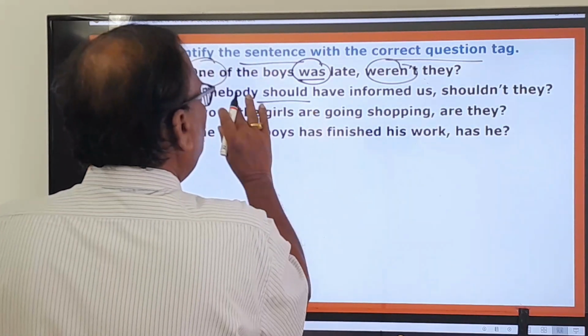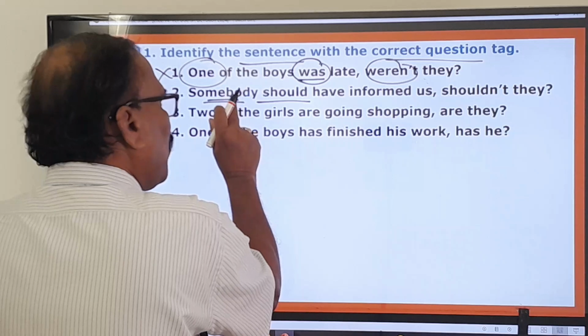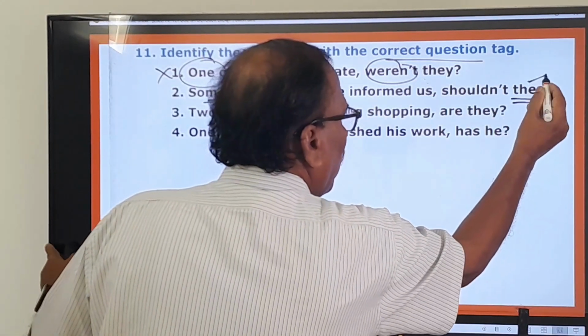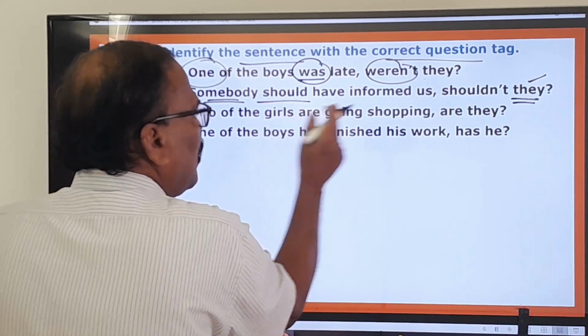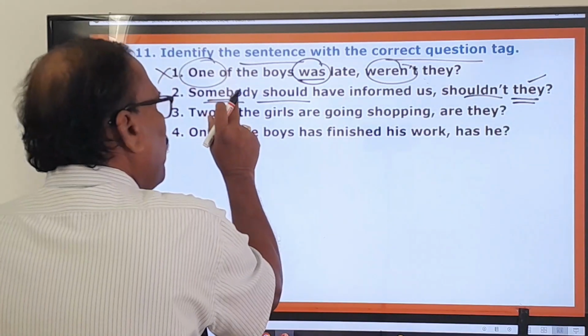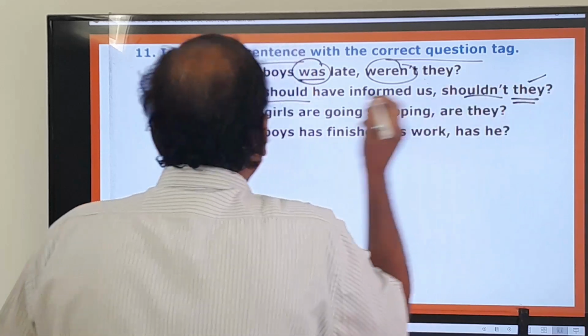Second one, somebody should have informed us. Should is there, somebody should have. So whenever there is somebody, anybody, for that you must use the subject as they. Should plus, it's a positive sentence, should plus not, shouldn't. And instead of somebody we use they. So some rule is there like that. Therefore shouldn't they, this is the right one.